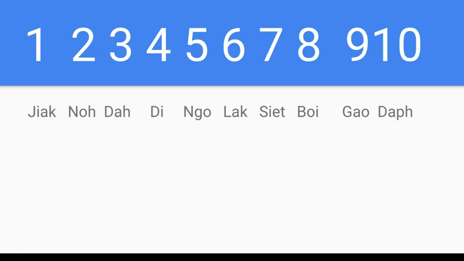Tap. So if you say it fluently, it will be jack no ta ti ngo lak sit boy gao tap. But I don't know how to write it in words, so I just put how it sounds. So let's get to the next one.